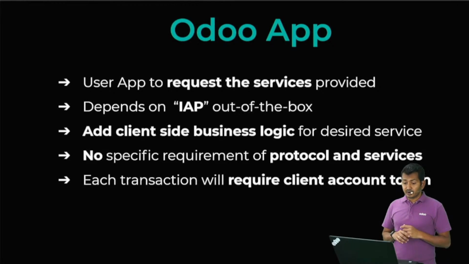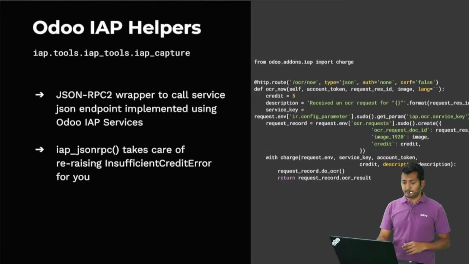Each transaction will require a client account token. As I said, the credit is required, and alongside the credit, to perform each transaction, the user app has to provide an account token, which can be generated using the IAP parent app. Basically, you just need to say IAP.get token. It will give you the token that you need to use for the transaction. The IAP app basically makes your life super easy on the client side.